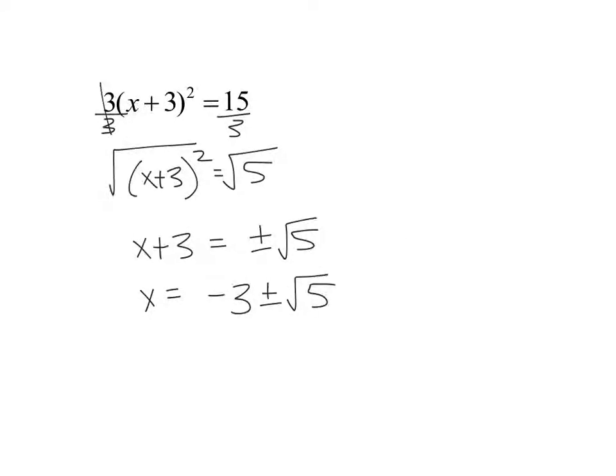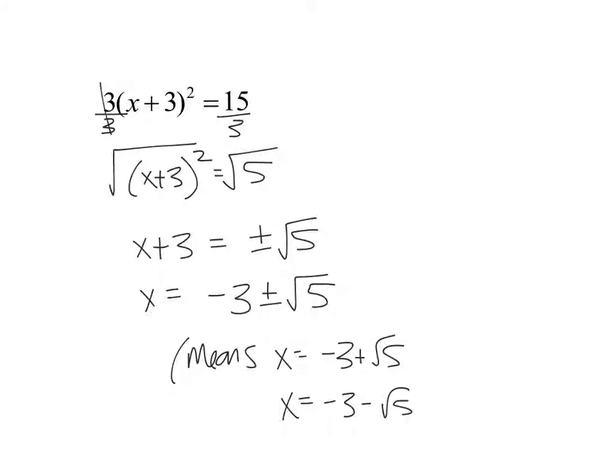And so what that means is I do have 2 answers here, again with the plus or minus, and what this means is that one answer is negative 3 plus radical 5, and one answer is negative 3 minus radical 5. So that's what that means. You don't have to separate them out like that.